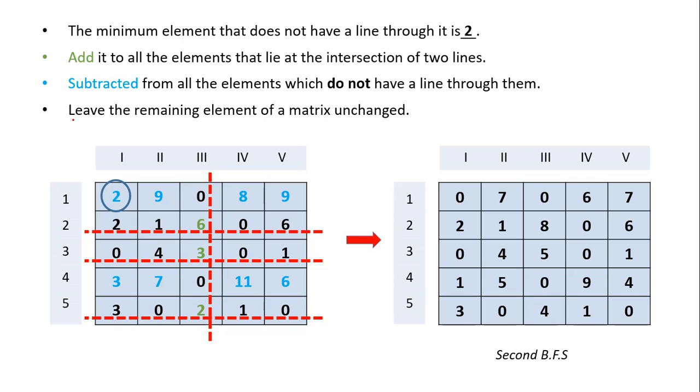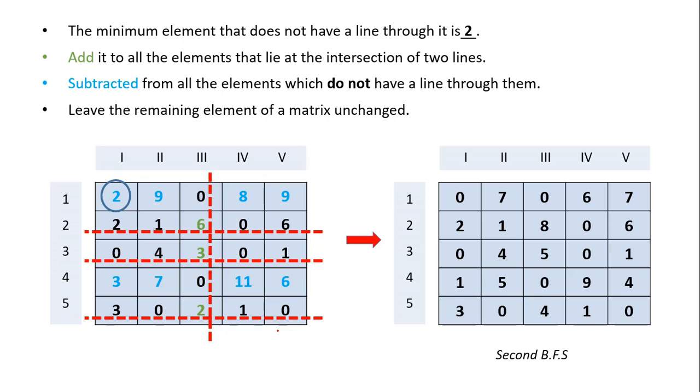Next, one more point here is to leave the remaining elements of the matrix unchanged. What are these remaining elements? The remaining elements are the elements which are crossed by the lines, which are denoted by black color here. So you can see all the elements in black color are carried as they are into our current feasible solution, the second basic feasible solution here.